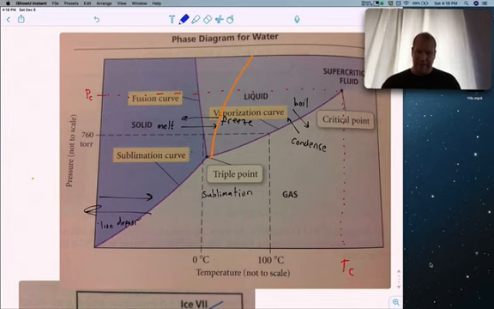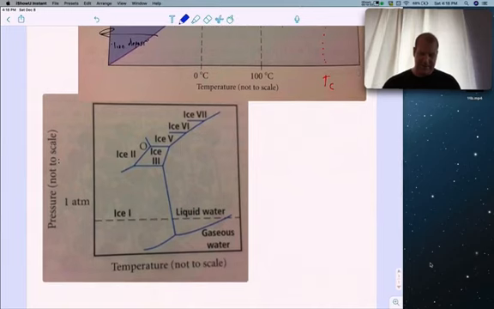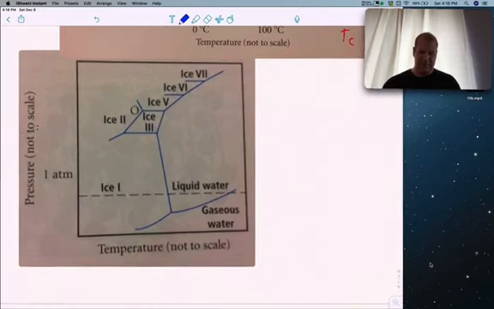And then I've already mentioned the critical pressure and critical temperature, and the supercritical fluid. The properties change depending on the material. So there's a phase diagram. Here's an expanded phase diagram. Similar things, pressure on the y-axis, temperature on the x-axis, and you can see ice one.